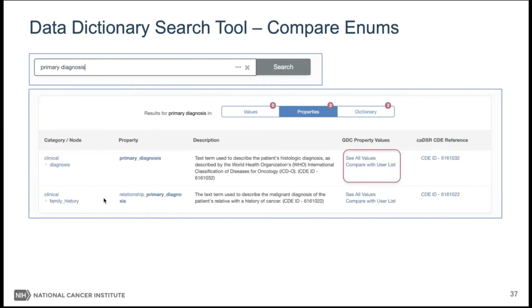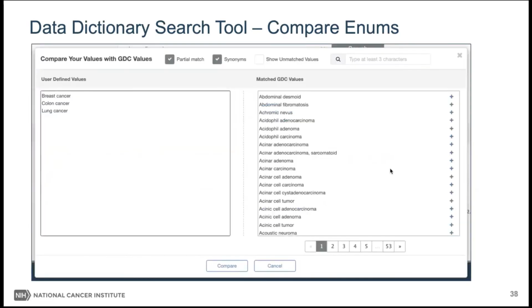So there's a function here. I know which property I'm going to submit to. It's the primary diagnosis under the diagnosis node. And we have a function, compare with user list. Me being the user, I would click on that. And then let's say hypothetically, and I'm sure usually people would have much more complicated values than this, I just put my defined values as breast cancer, colon cancer, and lung cancer.